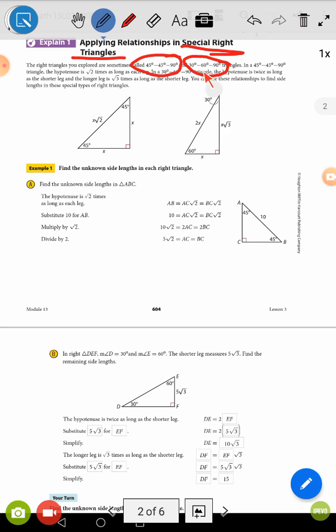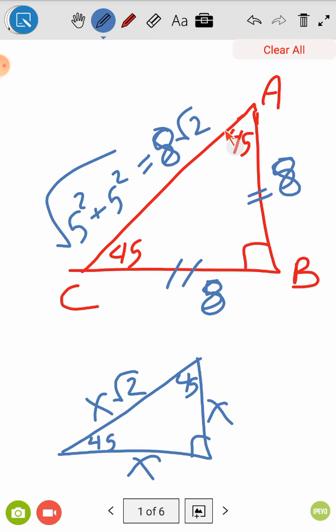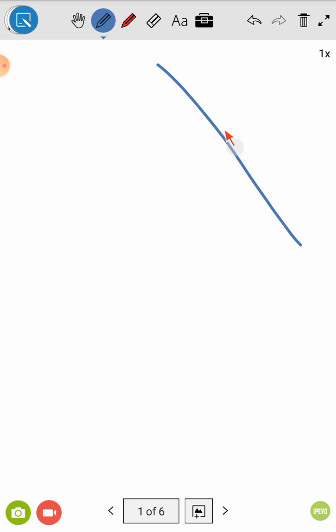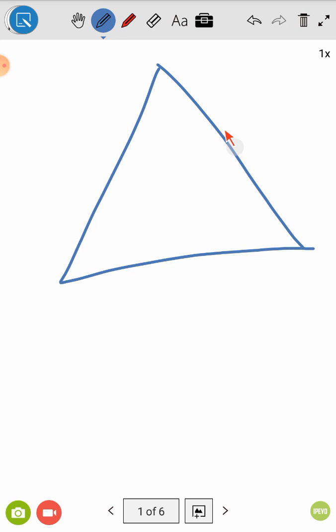The second one is 30, 60, 90 degrees. That is our rule. The side opposite to 30 is x. So the hypotenuse will be 2x, and that side will be x root 3. From where does that rule come? Keep attention with me. If we have an equilateral triangle, A, B, C, that is equilateral. It means all sides are equal and all angles are equal. All of them 60 degrees here, here, here.